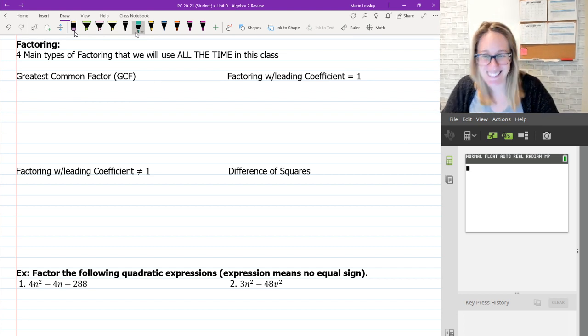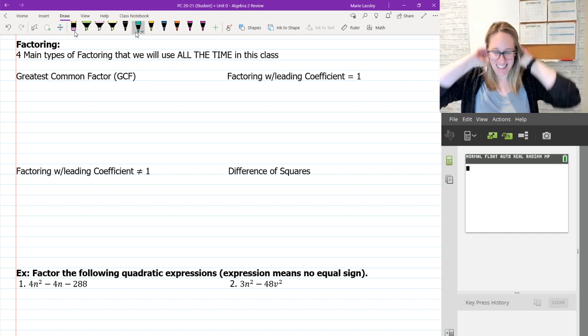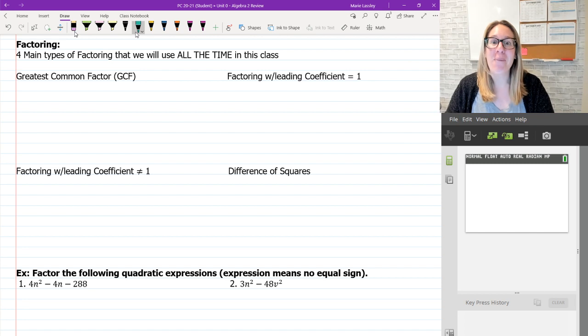Okay, so anyways, we're going to talk about the four main types of factoring. Yes, there are other types of factoring that we are going to talk about in this class, but not right now. These are just the four types that we're going to see throughout this entire school year.